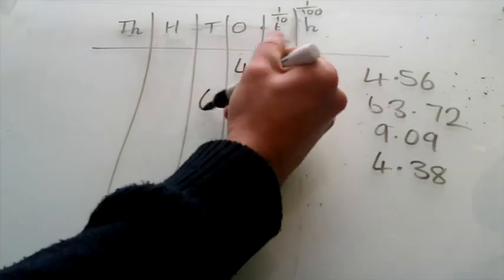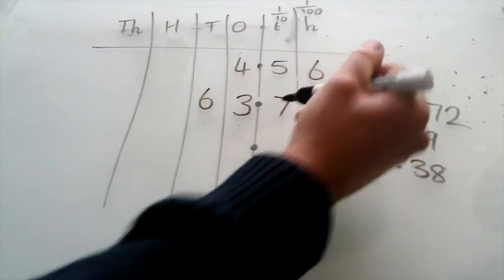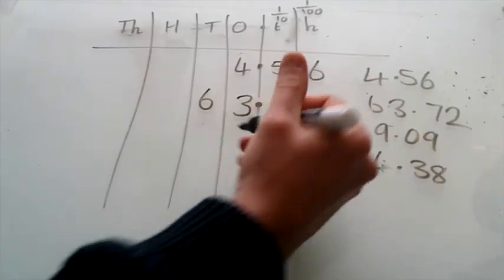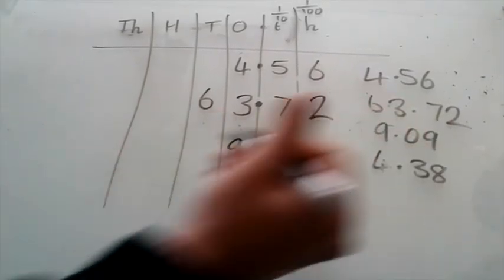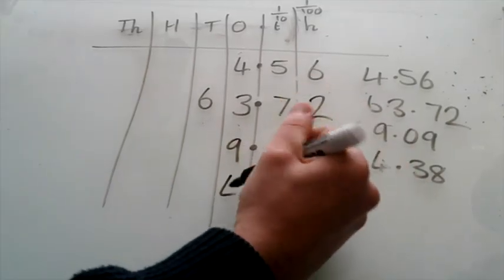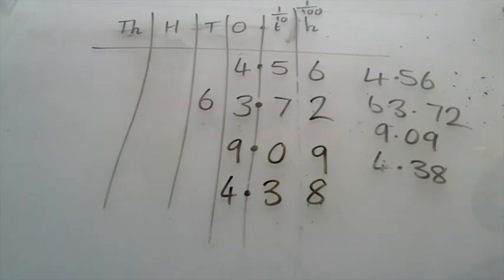The next one, we've got a 6 in the tens column, 3 in the ones column, 7 in the tenths column, and 2 in the hundredths column. The next one, we've got a 9 in the ones column, 0 in the tenths column, 9 in the hundredths column, and finally we've got 4.38. So it should look like that.